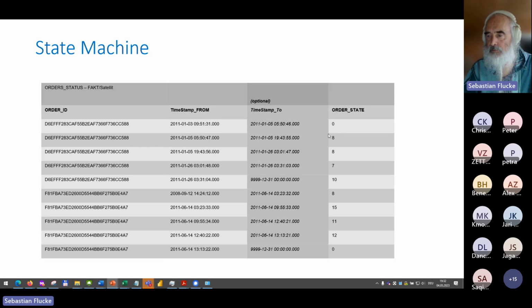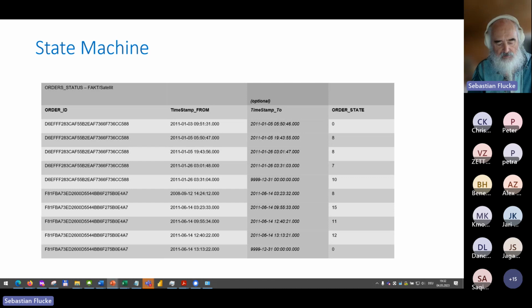Here's a little sample where we have five states for that cryptic order ID. We have a state null, 8, 8, 7, 10. Here we have 8, 15, and so on. And you can imagine if we want to know how many orders are in state whatever at a dedicated point in time, then you have to slice in here and find out what the values are.